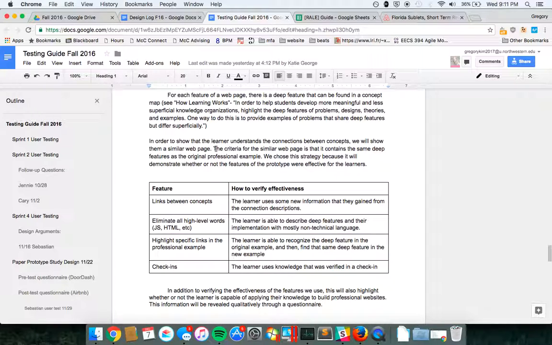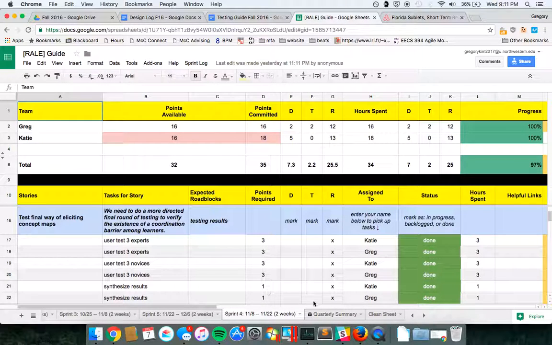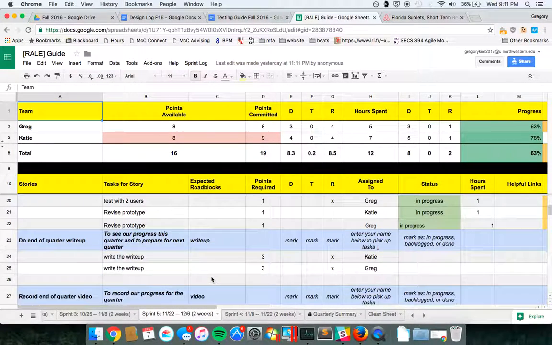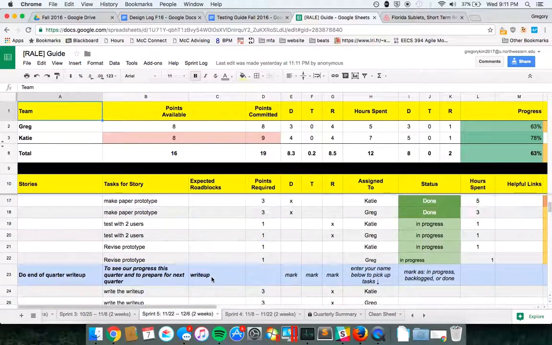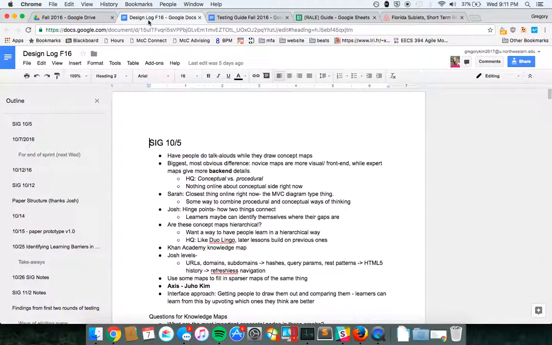And once we're comfortable with how solid our design arguments are and how we think these features will benefit users, we're going to start building out a tech prototype. So yeah, that pretty much sums up the quarter.